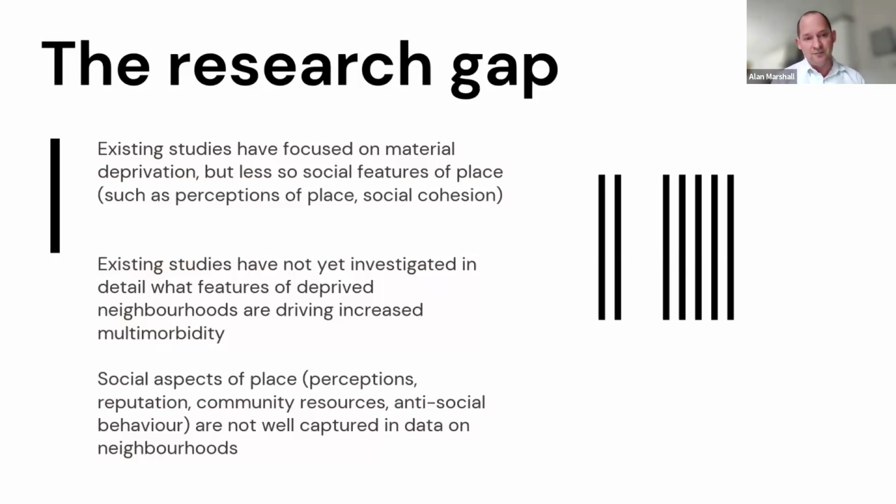And then in the second half of the presentation, I'm going to talk about a gap in the data that we have on neighbourhoods, which our research is trying to address. Many of these social aspects of place, things like what people think about a neighbourhood, the reputation of that neighbourhood, the degree of community resources or the level of antisocial behaviour within a place, are not well captured in the data that we have on neighbourhoods. So I'm going to show you a really quite innovative approach that we've trialed to try and deal with this gap in literature.